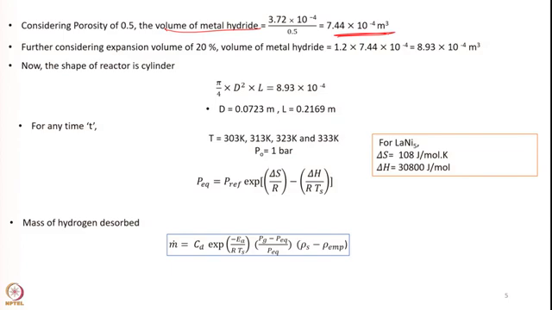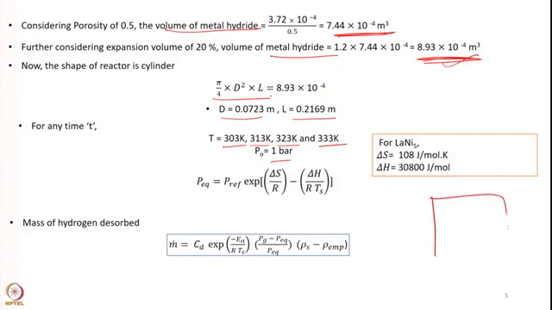Again we have considered the expansion volume. The volume of metal hydride comes out to be 8.93 × 10^-4 m³, as we have seen in the last question also. Now again we have the shape of the reactor as a cylinder, so that we are able to calculate the diameter and the length of the reactor from the required volume of the metal hydride reactor. Now for any time t, in this case we have been given the temperatures of 303, 313, 323 and 333 Kelvin, and the outlet pressure is given as 1 bar.